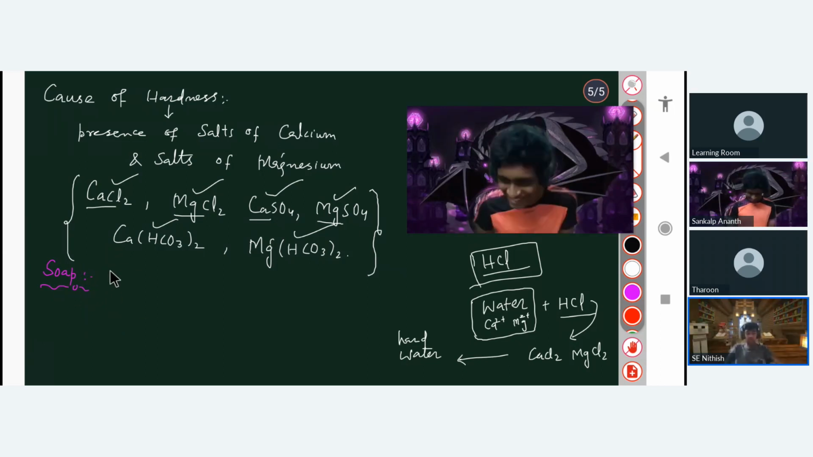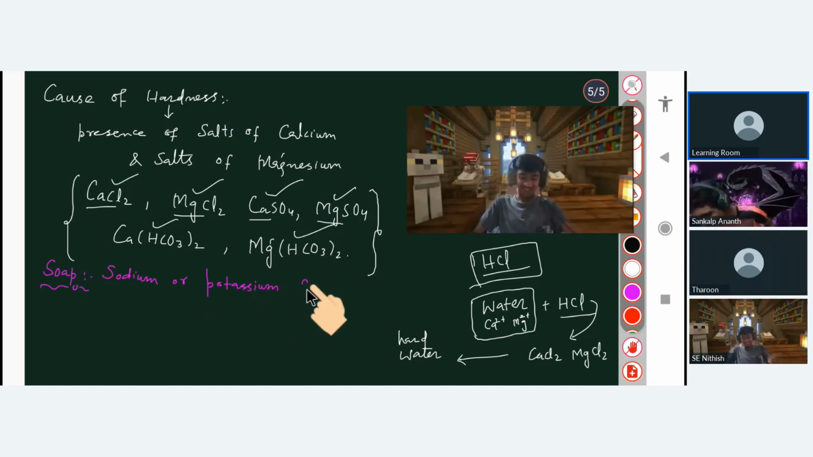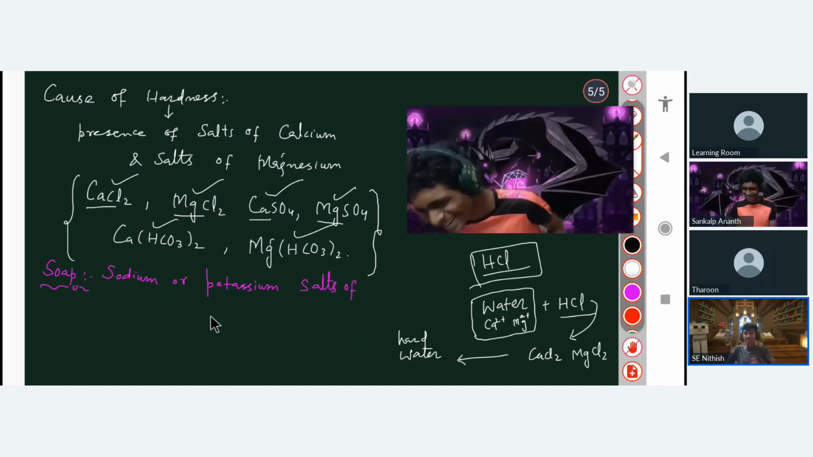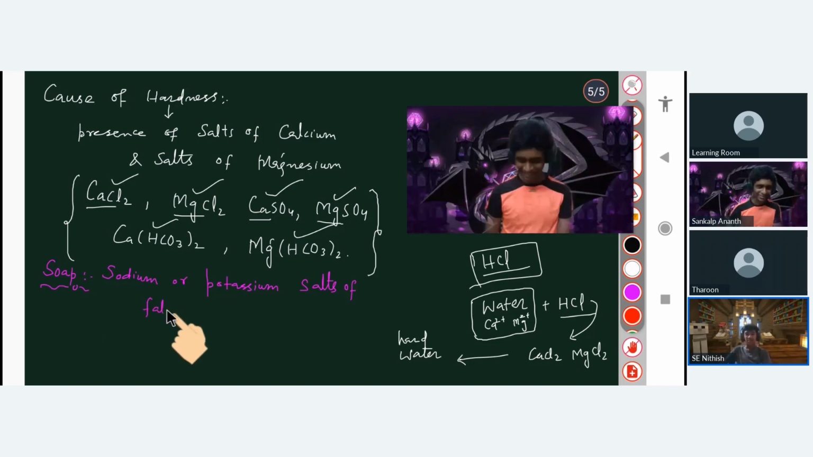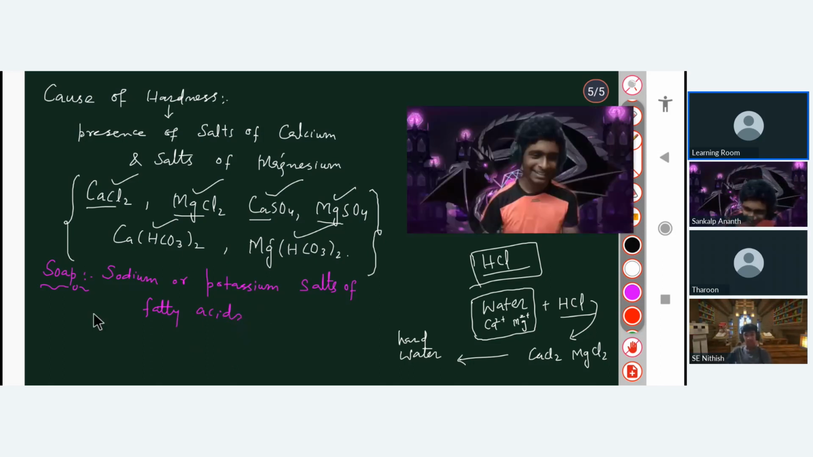So soap is sodium or potassium salts, C17H25COO. That is the soap formula. So this is the definition of soap. What is soap? It is the sodium or potassium salt of higher fatty acids.